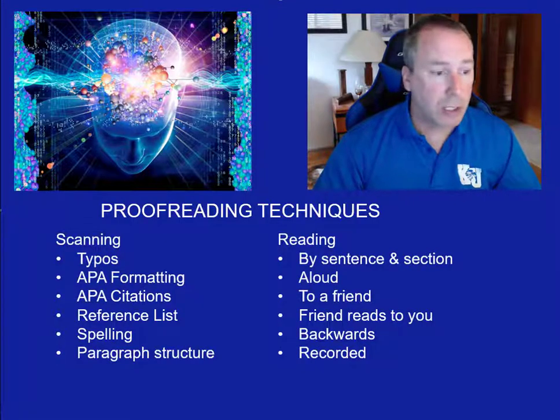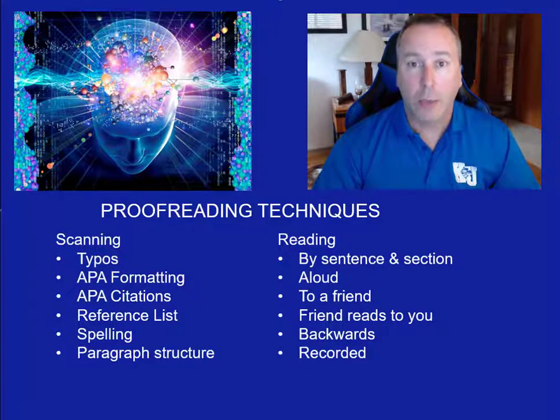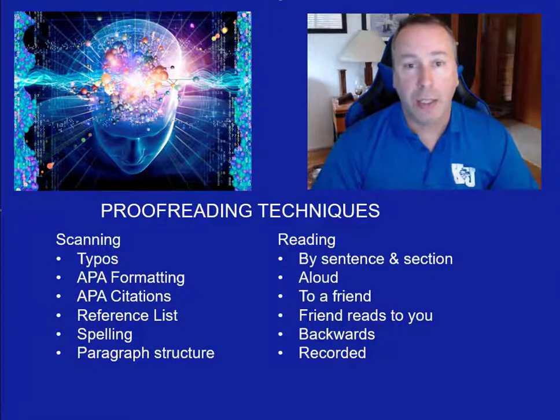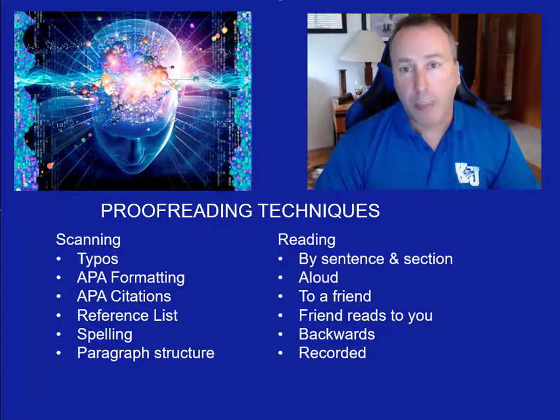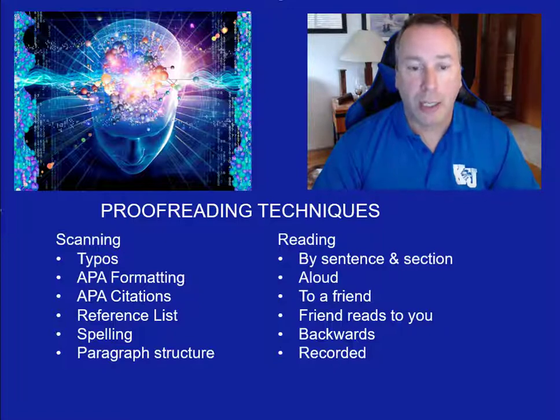Make sure, for instance, that you're using the ampersand, the symbol for and, within parentheses, and you're using the word and outside of parentheses. Making sure that when you have multiple authors, you're formatting properly with commas and some of those things. So you look through your entire paper and make sure you're properly citing the information.